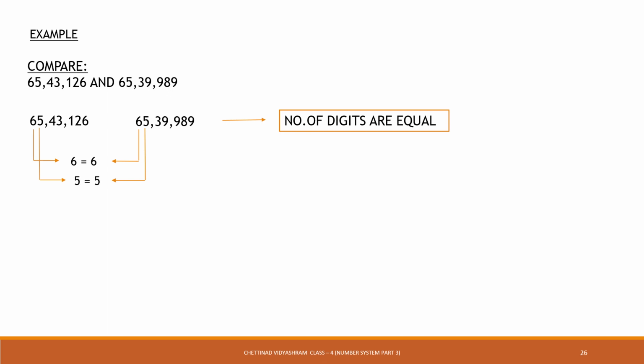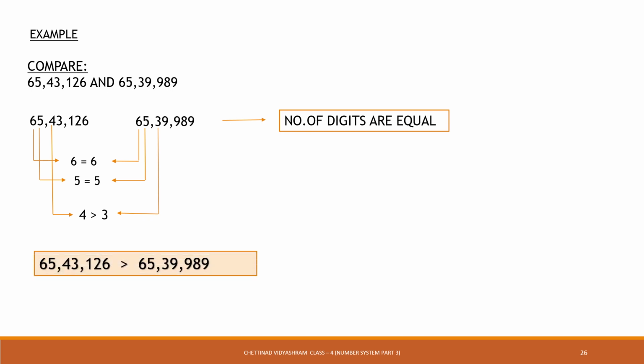Now it is also equal. Now we have to move on to the next digit. Here it is 4 and here it is 3. So 4 is greater than 3, isn't it? Now 65,43,126 is greater than 65,39,989.